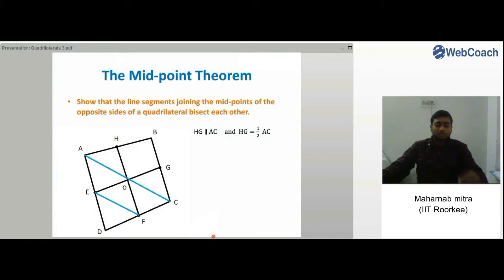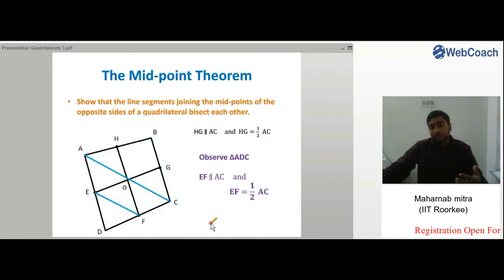So let us look at one more figure. Let us look at the lower half, triangle DAC, and here E and F are the midpoints, and similarly EF is parallel to AC, and EF is half of AC, right? EF equals half of AC, and we are keeping this information also aside because we will need it later.